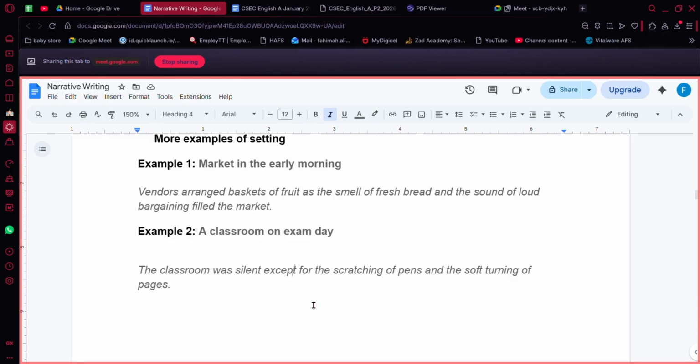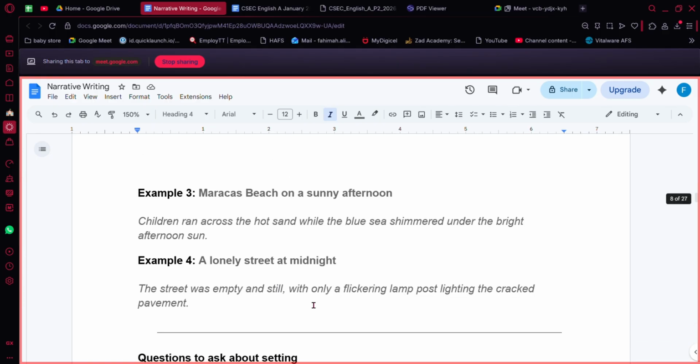If you have Maracas Beach on a sunny afternoon, you could write that the children ran across the hot sand whilst the blue sea shimmered under the bright afternoon sun. Since it is a sunny afternoon, you don't expect that you're going to write about the darkness and how the water grabbed the children and pulled them into the depths of the ocean or the scary beach house. No. Since it is a sunny afternoon, things need to be happening that are positive, or nice things should be happening in your story. Since it's sunny, you have hot sand because the sun might be hot, and the blue sea shimmered under the bright afternoon sun. When the sun is out, the sea might be shimmering.